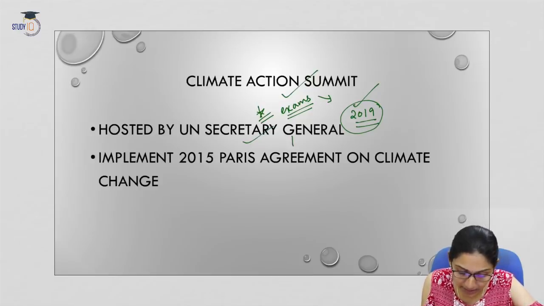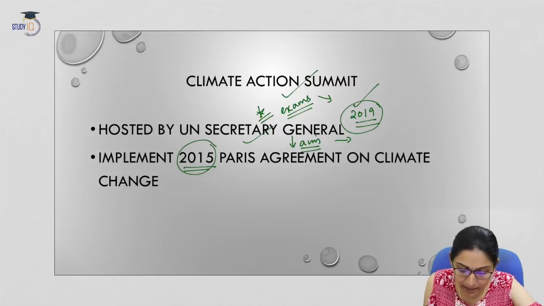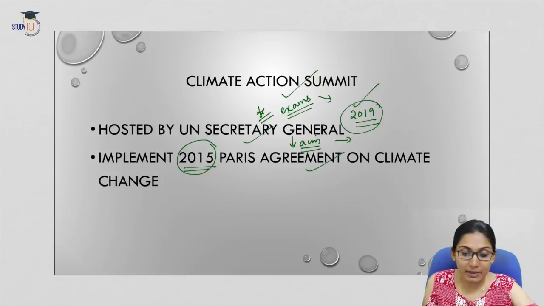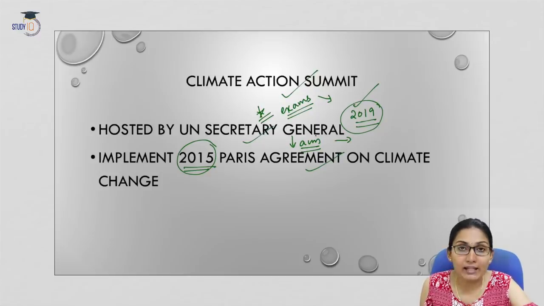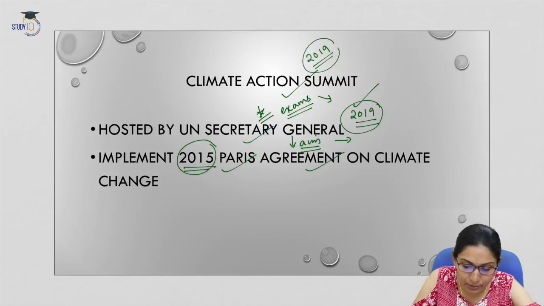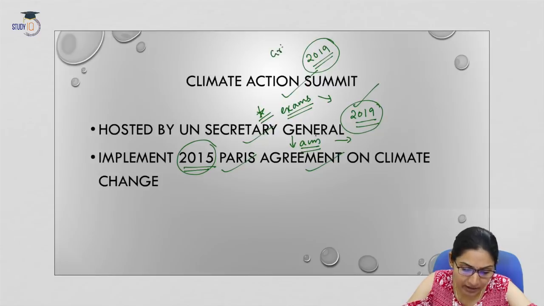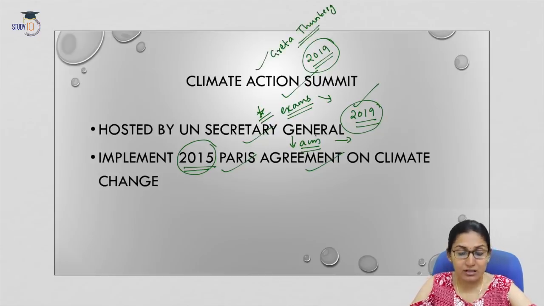Now, the aim of the summit was to boost ambition and to accelerate actions in order to implement the 2015 Paris Agreement on climate change. So the summit aimed at implementing those actions which were decided in the 2015 Paris Agreement. The 2019 Climate Action Summit was also very significant because of the speech given by Greta Thunberg. The speech became very viral and she became very popular. So this is also to be remembered along with the Climate Action Summit of 2019. This is in brief about the Climate Action Summit.